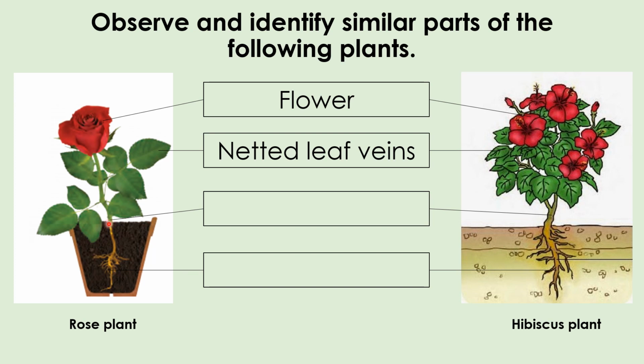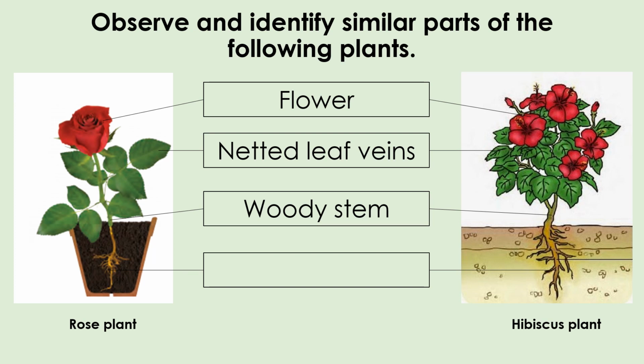Now let us look at the stem. Look at the rose plant's stem. Rose plant has woody stem. And how about the hibiscus? The hibiscus plant also has woody stem. So we write woody stem here. We write like this, woody stem in this box.